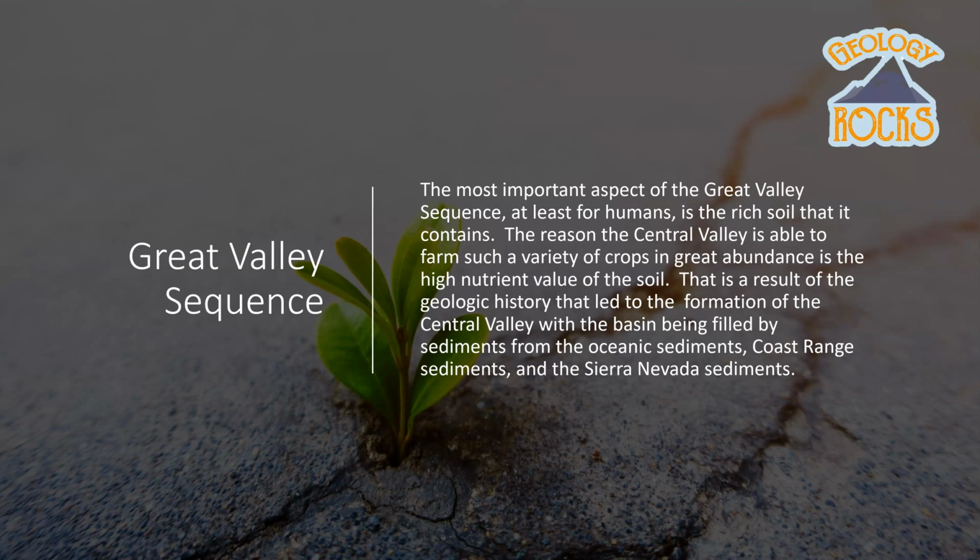But we have a really cool history of how the Central Valley formed, from being a forearc basin and being situated between these really large mountain ranges, the Coast Ranges and the Sierra Nevada mountain ranges, and being able to drive 3 hours in either direction in the state and be in a completely different ecosystem. So with that, I will leave you with the Great Valley sequence.